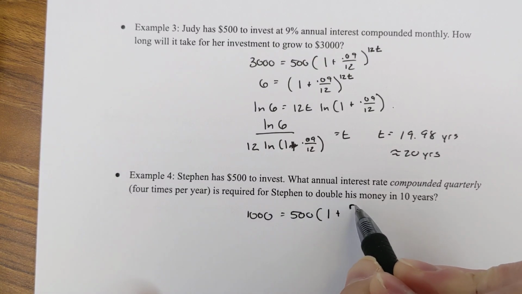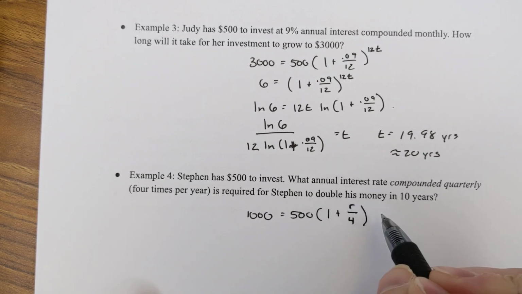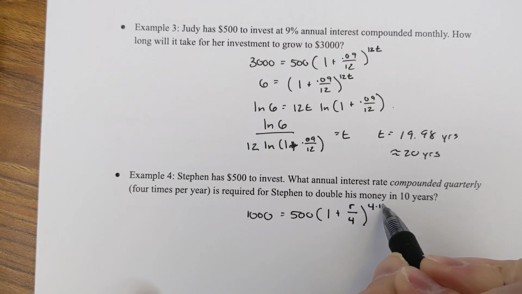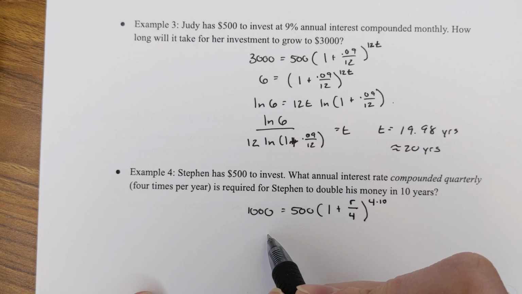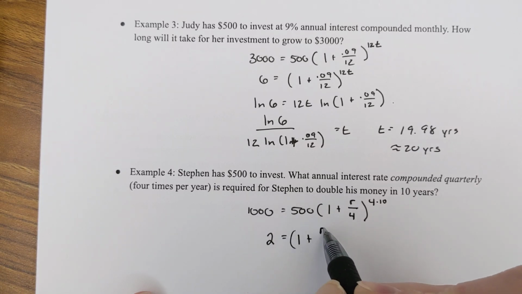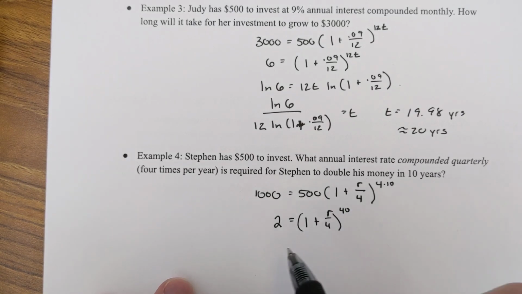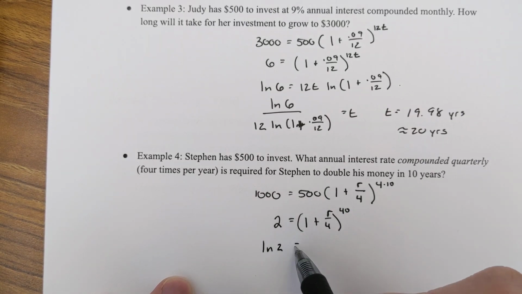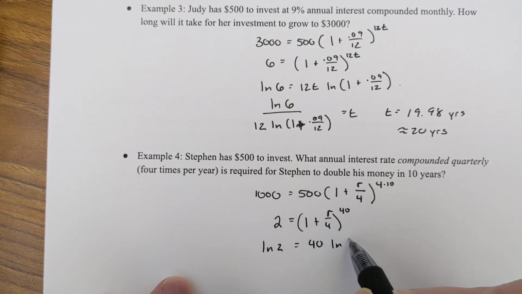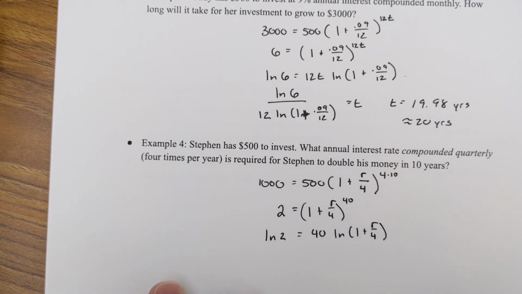1 plus r over... I do not know the interest rate. We're doing quarterly, so 4. So 4 compounds over 10 years. So I can divide the 500 across. So 2 is equal to 1 plus r over 4 to the 40th. So I would need to take the log of both sides. So this becomes ln 2 equals 40 ln of 1 plus r over 4.